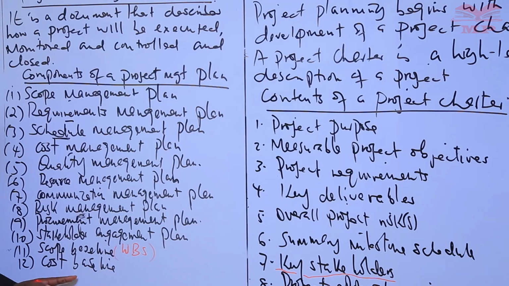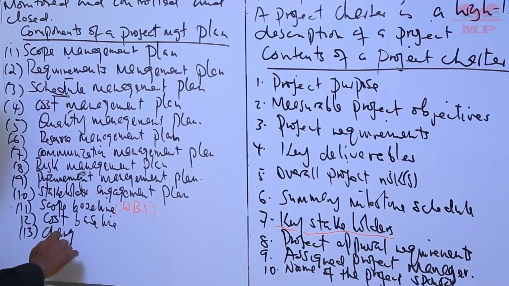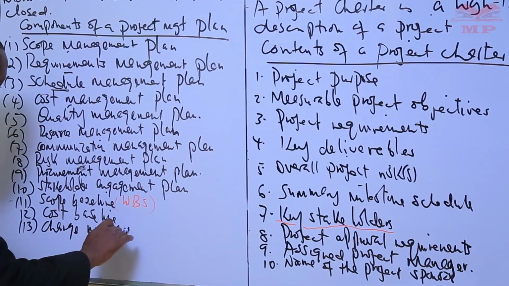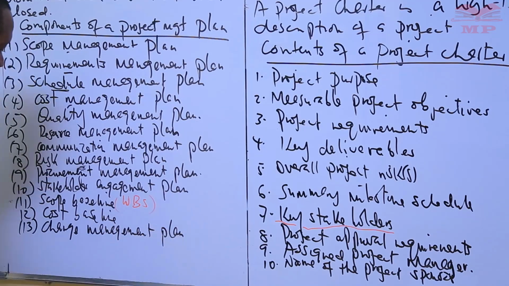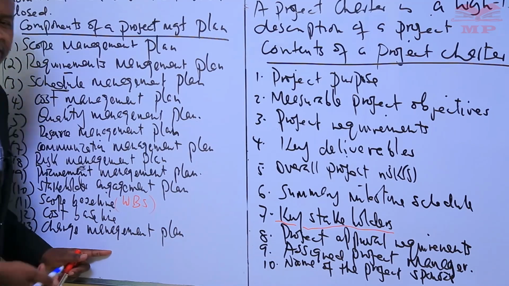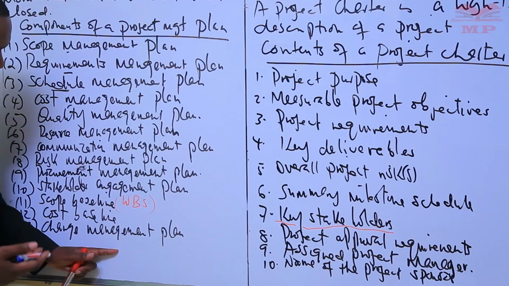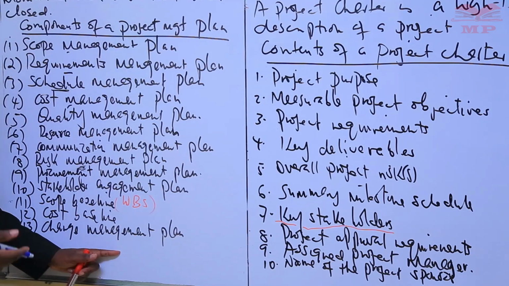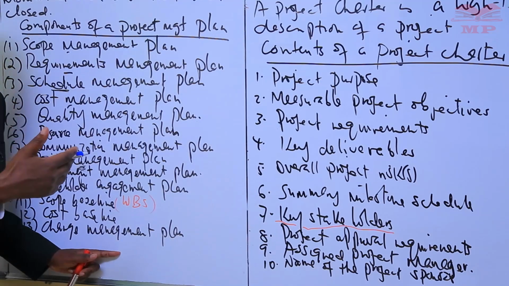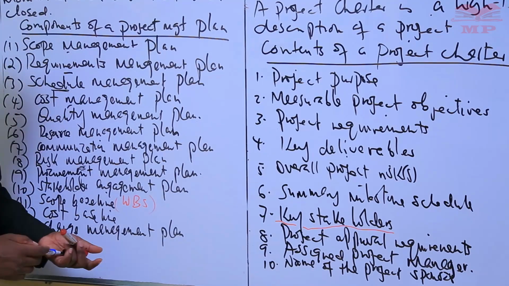Scope baseline, cost baseline. Then there are additional components like the change management plan. Now, the change management plan describes how the change requests throughout the project will be formally authorized and incorporated.